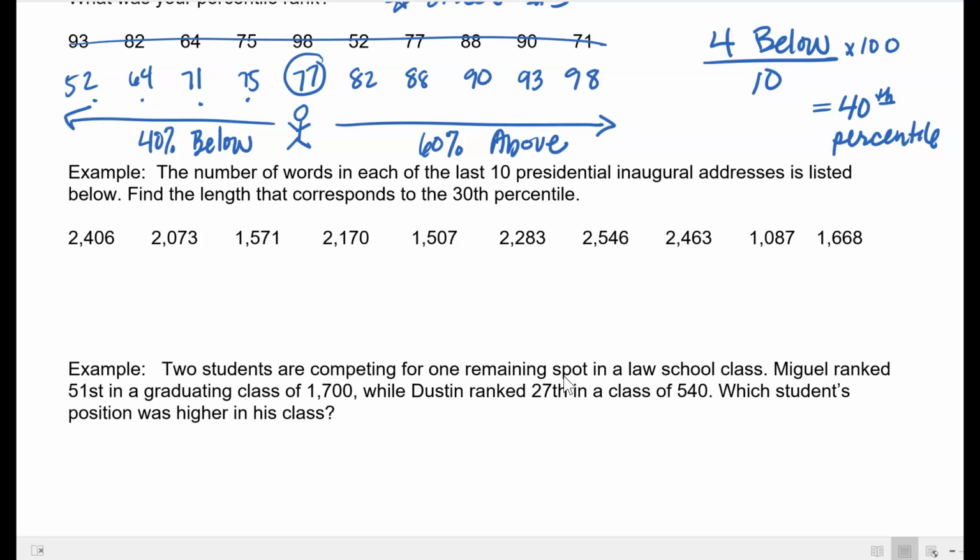Let's look at the next example. The number of words in each of the last 10 presidential inaugural addresses is listed below. Find the length that corresponds to the 30th percentile. So this is a different type of problem. The first one we were asked to find the percentile. Now we're given the percentile, but we're asked to find the value. So the first thing we're going to do is put these in order.